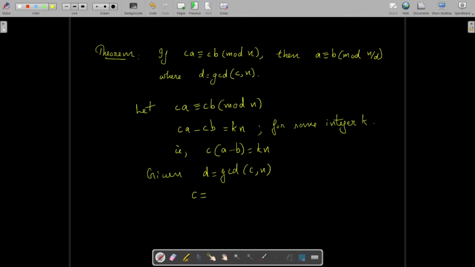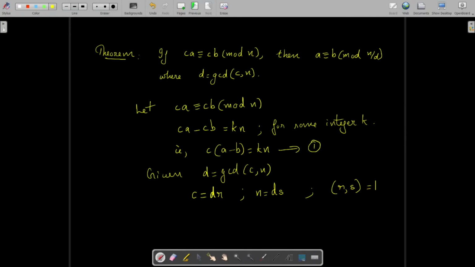Or otherwise, we can write c equal to a multiple of d, that is c equals d into r, and n equal to again a multiple of d, that is d into s, where we can choose these integers r and s as relatively prime. Here, d is the greatest common divisor of c and n. Therefore, r and s have no common divisors other than 1. So these two integers are relatively prime. The greatest common divisor of these two integers equals 1.